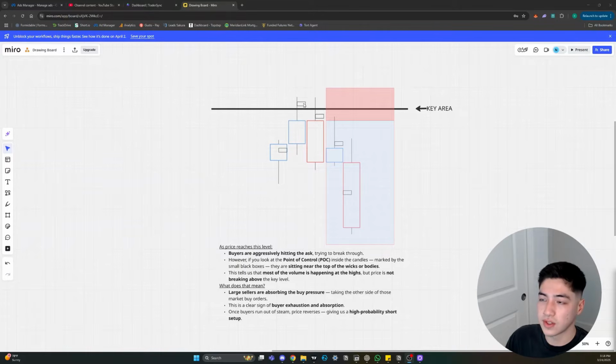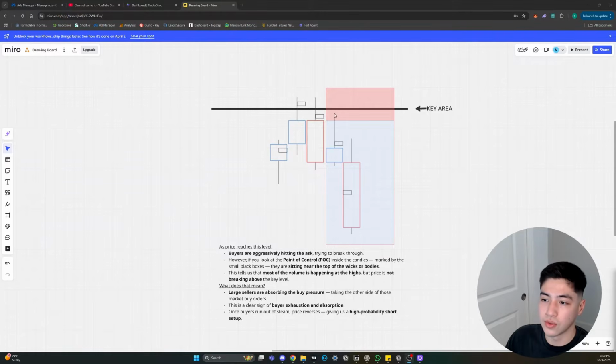So this tells us that most of the volume is happening at the highs, but price is not breaking above the key level. So what does this mean? It means that there is a large seller or sellers here that are absorbing all of the buy pressure, taking the other side of those market buy orders, and it's a clear sign of buyer exhaustion and absorption. And once the buyers actually run out of steam, price is going to reverse, and it's going to give us a high probability short setup.